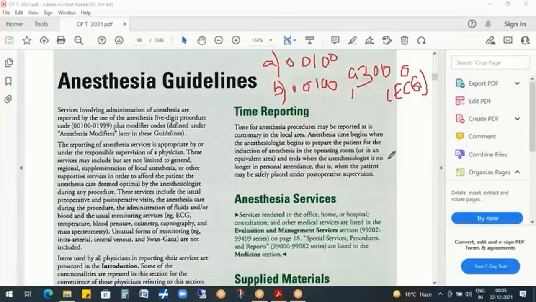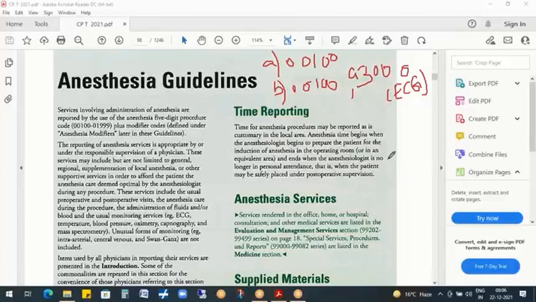Now, can I code arterial line placement for the anesthesiologist? No. Why? Because the anesthesiologist did not perform that service. He is performing only the administration of anesthesia. Understood, everyone? We can code any service performed by the anesthesiologist along with anesthesia codes. If the anesthesiologist is not performing a service, we cannot code it along with anesthesia codes. That service must be provided by the anesthesiologist. Excluded services, first point.